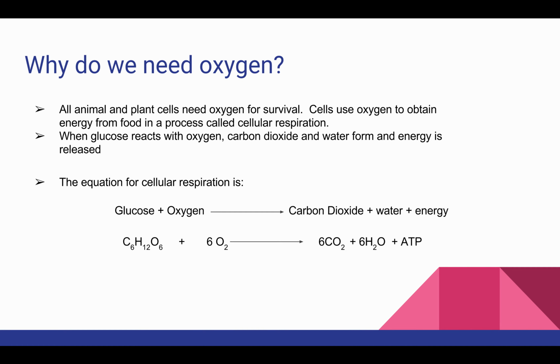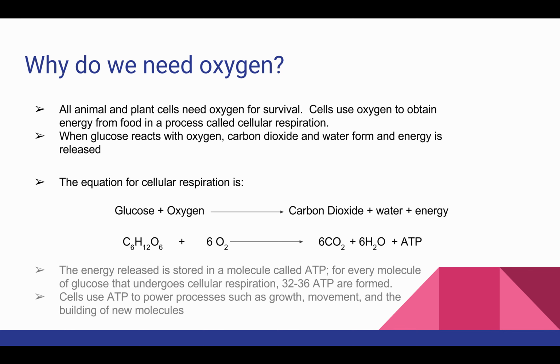If we look at that equation chemically, the chemical formula for glucose is C6H12O6. We're going to combine that with 6 molecules of oxygen. And as a result, we're going to yield 6 molecules of carbon dioxide, 6 molecules of water, and the form of energy that we have from this process is called ATP. ATP stands for adenosine triphosphate, and you can think of it as the energy currency in our body. This is the energy that powers everything that our body does.